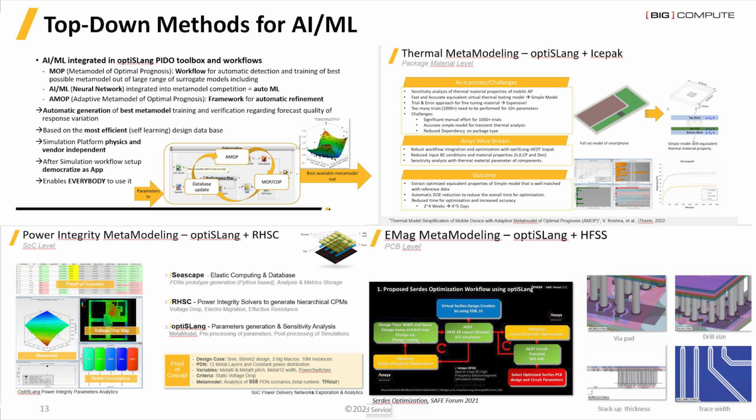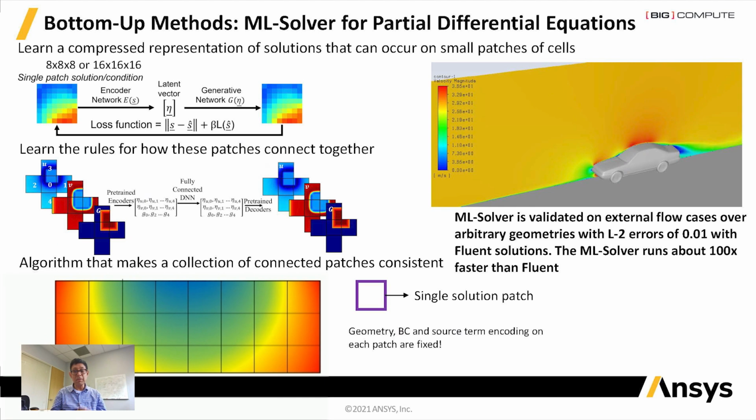We have combined, the bottom left is showing how OptiSlang has been combined with RedHawk-SC, which is a power integrity tool, for power integrity meta modeling. And then the bottom right is showing how we have combined it with HFSS to do electromagnetics meta modeling. While these top-down methods work well for the specific use case that you're doing the design of experiments for, if you're trying to do a general purpose fluids problem, then you have to use a bottom-up method.